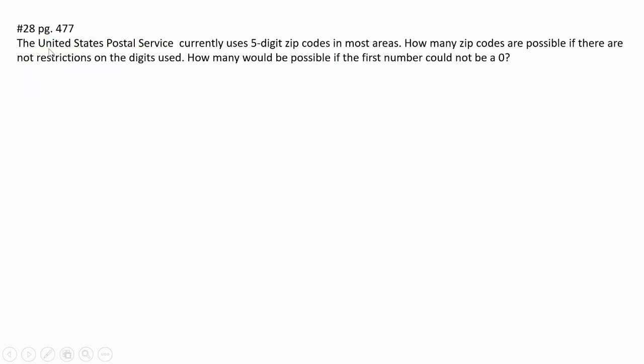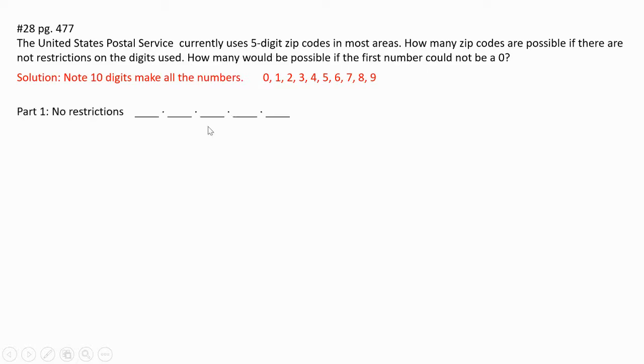Okay, now this is number 28. The United States Postal Service currently uses 5-digit zip codes in most areas. How many zip codes are possible if there are no restrictions on the digits used? How many will there be if the first digit could not be a 0? So here, guys, they're asking 2 different questions. So 10 digits make all the numbers, right? From 0 to 9, there's 10 digits.